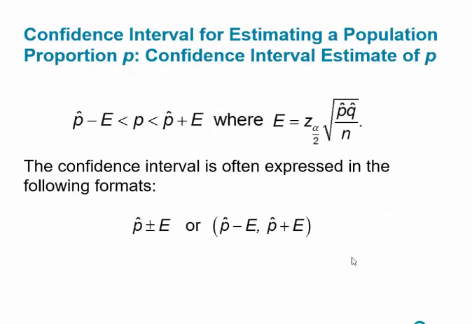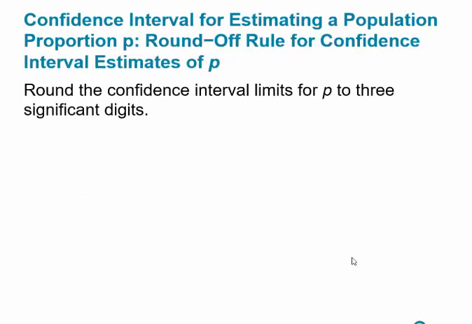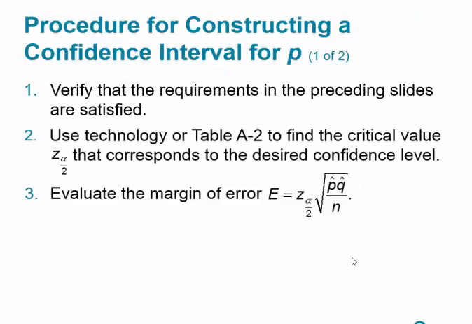So the formula is p hat plus or minus E. And of course, using the entire formula, it will be p hat plus or minus the critical value times the square root of p hat q hat over n. Now, we round confidence interval limits for p to three significant digits. Usually I do 2. And so what's the procedure for constructing a confidence interval for p?